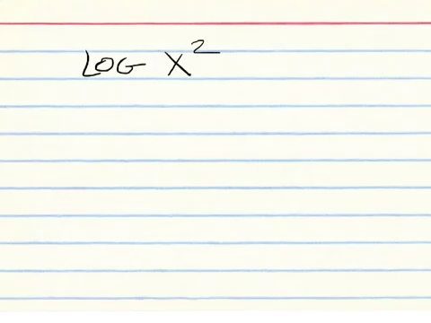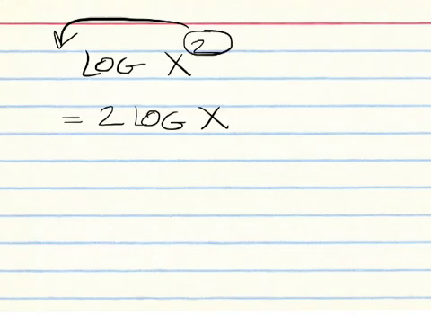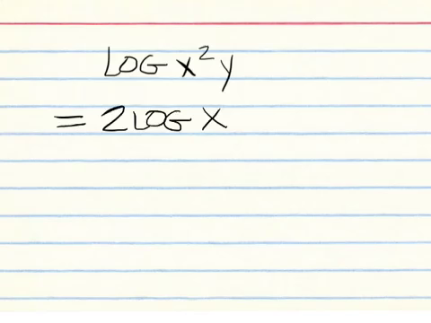Log of x squared. When you have log of x squared, by rule you can move this exponent of 2 out to the left of the log. So you end up with 2 log x. Exponents can be moved out in front of the log. The solution on this should be 2 log x plus log y.